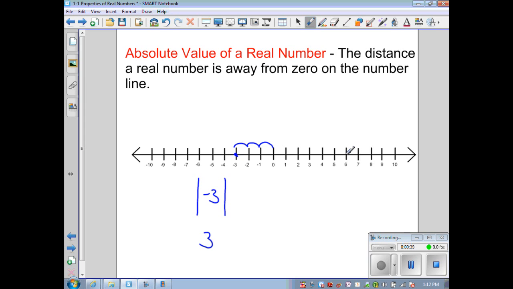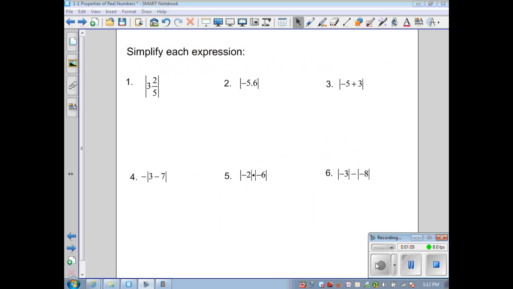Again, if I would choose a positive 6, I want to know the absolute value of the positive 6, and that would be 6 units away from 0. So the absolute value of 6 is 6. Also notice, when you perform the operation of absolute value, you drop the symbols and leave only the positive value of the inside quantity. Let's take a look at a couple of expressions. They want us to simplify these absolute values.